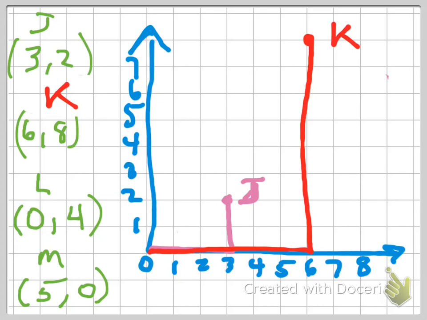Next, we're going to take a look at L here, and look at this, we start at the 0 on the x-axis, and we don't go anywhere. There's nowhere to go on the x-axis, but we do go up to the 4, and we stop right there. And that's our L. It is right on the y-axis. And the same can be said for even the M. Although it's the reverse. We're going to start at the x-axis and go over to the 5, but we don't have to go up. We're going to stop right there. And that's our M.